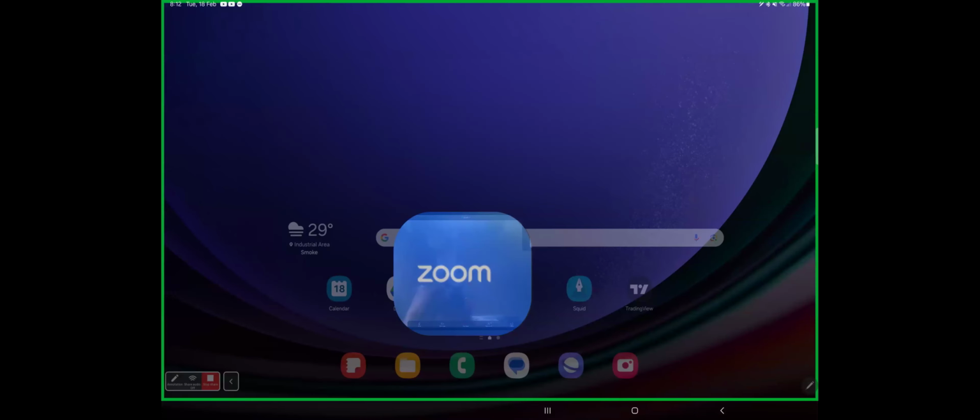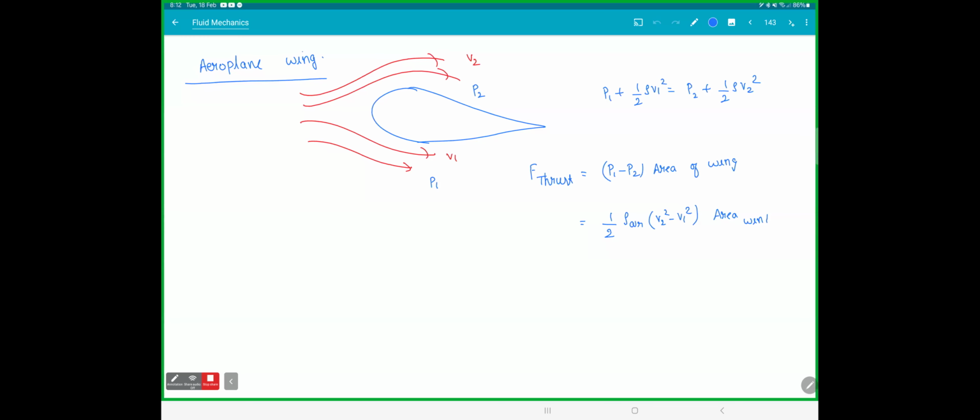So after this, we have small concepts left. One is the venturimeter and siphon. We will see that in the next class. I think it'll take another 20-25 minutes. We'll wrap that up and then we'll continue with viscosity after this.